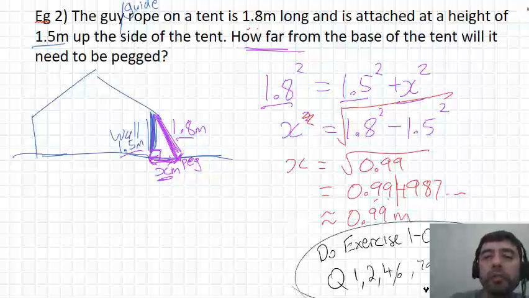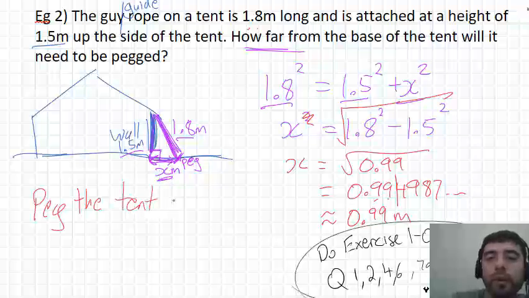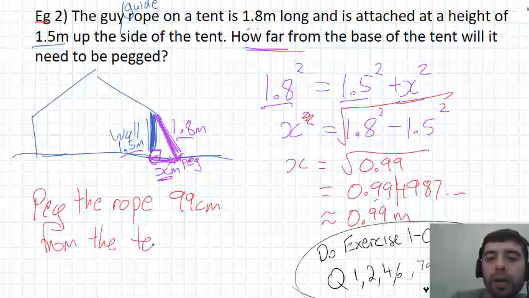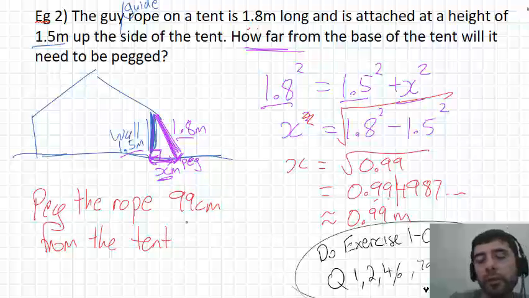And again, a story question needs a story answer. Peg the tent 99 centimeters. Sorry, yeah, peg the rope. We do peg the tent, but that's not exactly what I'm saying. Peg the rope 99 centimeters from the tent to the nearest centimeter. That's what we've done. We've rounded off to 2 decimal places.